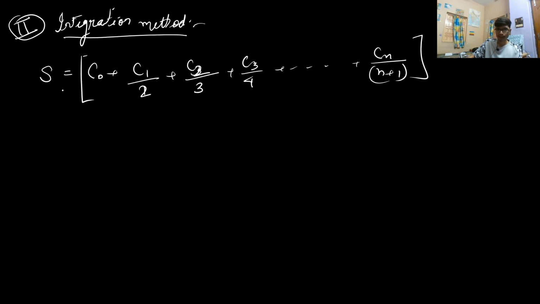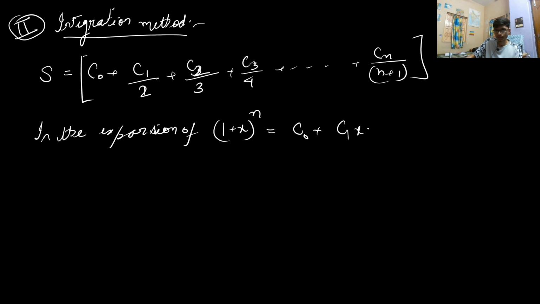So in order to solve this by the integration approach, let us again take help of the expansion. In the expansion, (1 plus x) to the power n is equal to C0 plus C1x plus C2x square, and so on up to Cn x to the power n.